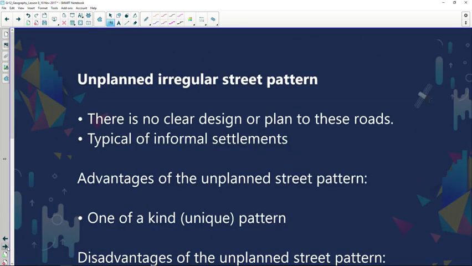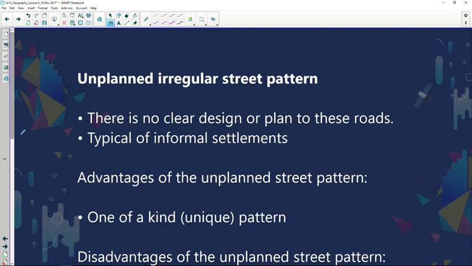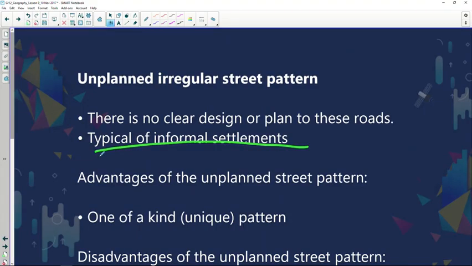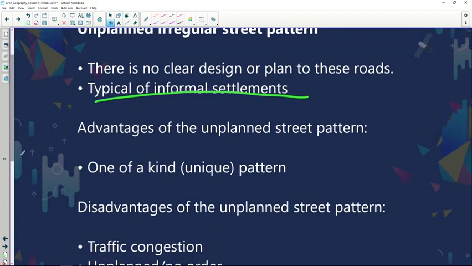Our last one is unplanned irregular street patterns. Now the reason why they develop is because it's when suburban areas or urban areas just develop over a very short period of time. Not a lot of thought went into developing street patterns because of the sudden increase of people and urban settlements that pop up. And that's the case of informal settlements over there. What's the advantages of it? It's unique, it's not boring. It's got twists and turns everywhere.